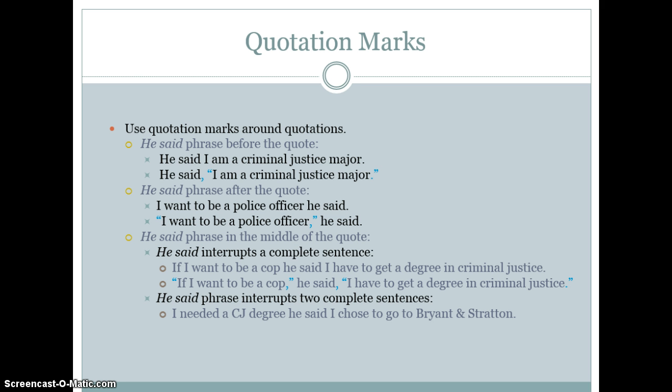So we need to still separate what he said with quotation marks, but somewhere in there we need a period to show that one sentence is ended, and it would look like this. Quotation mark, I needed a criminal justice degree, comma, quotation mark, he said, period, end of the complete sentence. Now we just have the rest of the quote. Quotation marks, I chose to go to Bryant and Stratton, period inside your quotation marks.